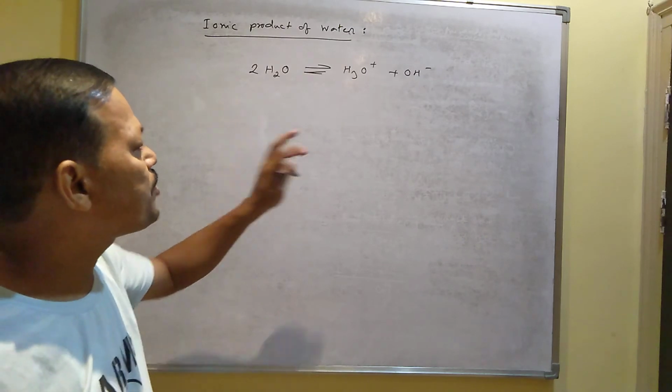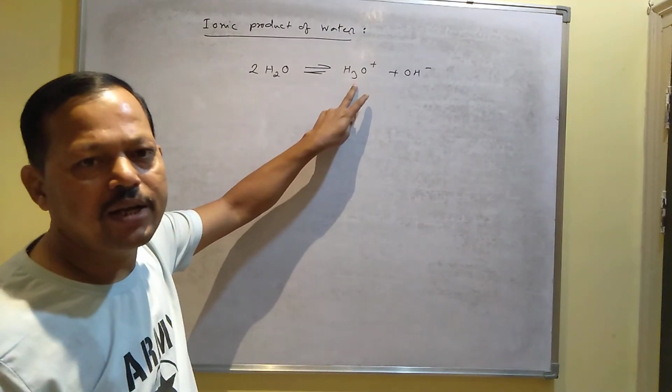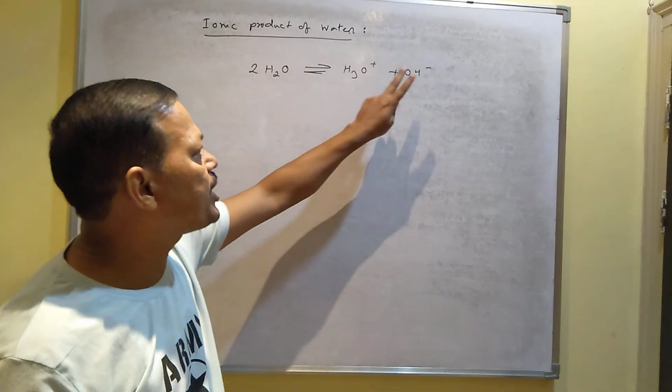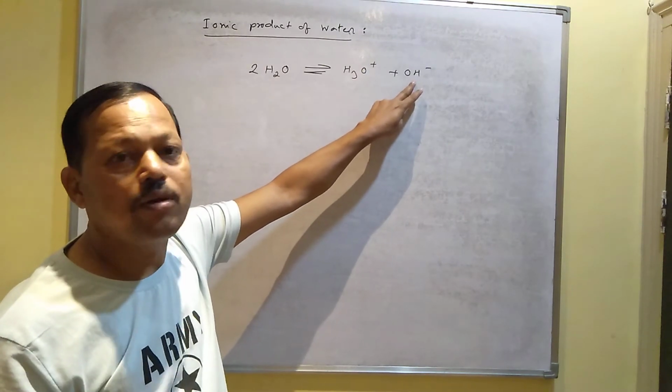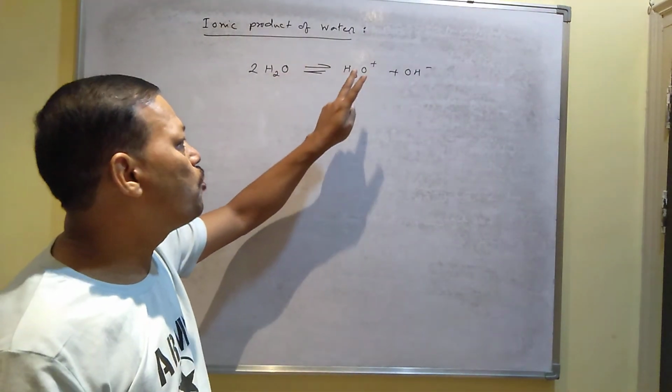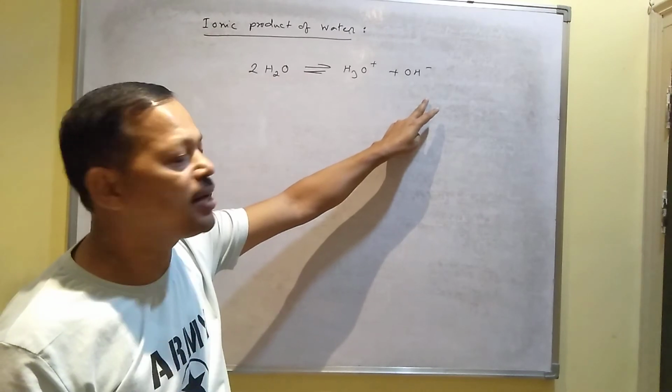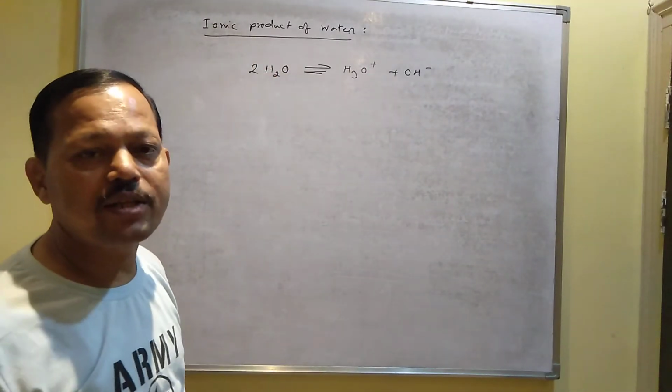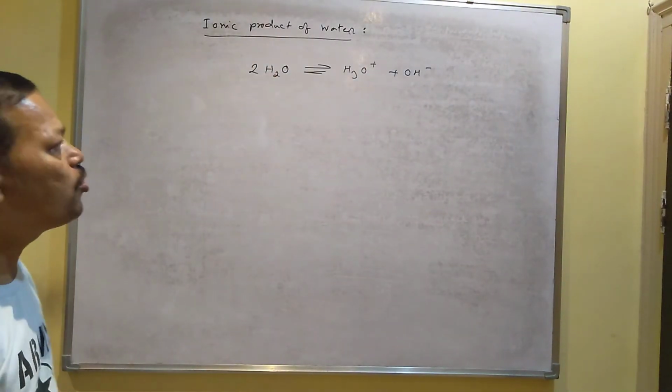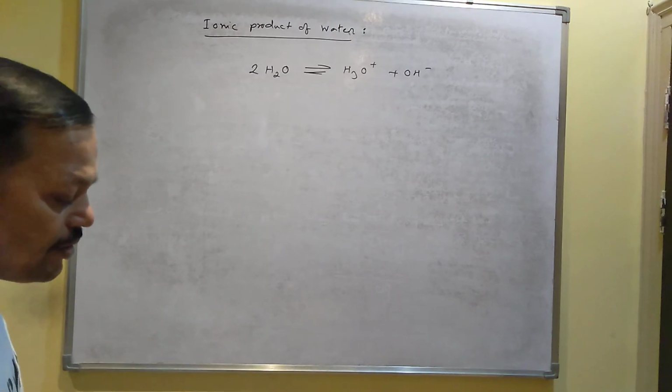You know, the substance which can produce hydronium ion is called an acid, and the substance which can produce OH minus ion is called a base. But water can produce both hydronium ion and OH minus ion, hydroxide ion, and that is why water is said to be amphoteric. You have already got this. So water can produce both the ions.